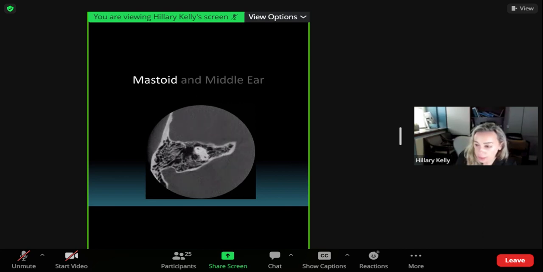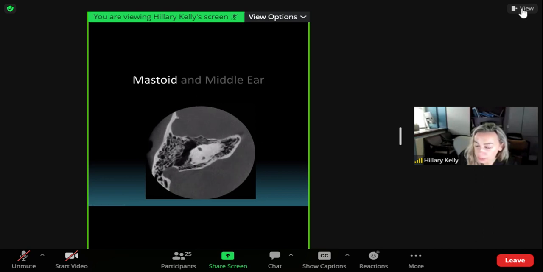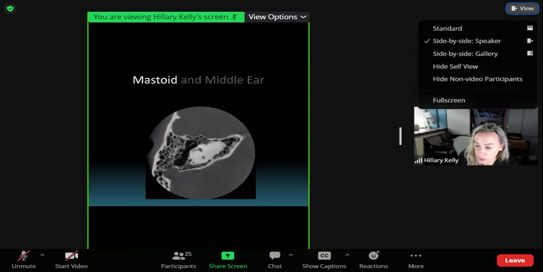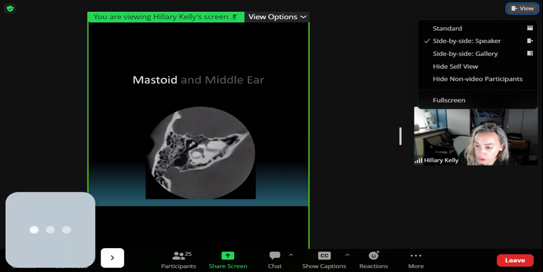Sorry, let me go back. Here's your labyrinthine segment here, right? So here's your fundus of the IAC. Here's your labyrinthine segment. It's short. It curves towards this sharp turn, which is called the anterior genu. Genu means knee, right? It's a sharp 90-degree turn of the facial nerve canal.